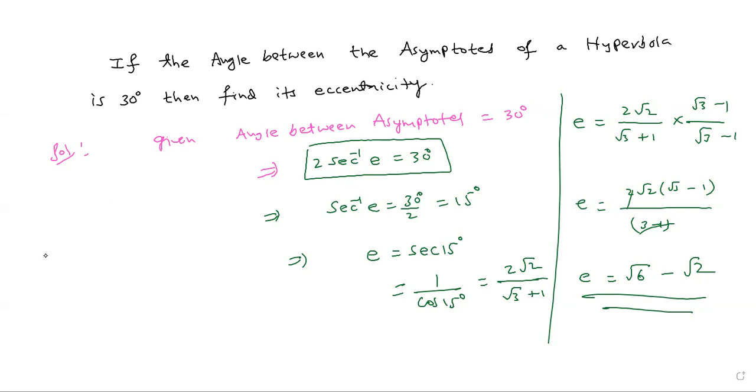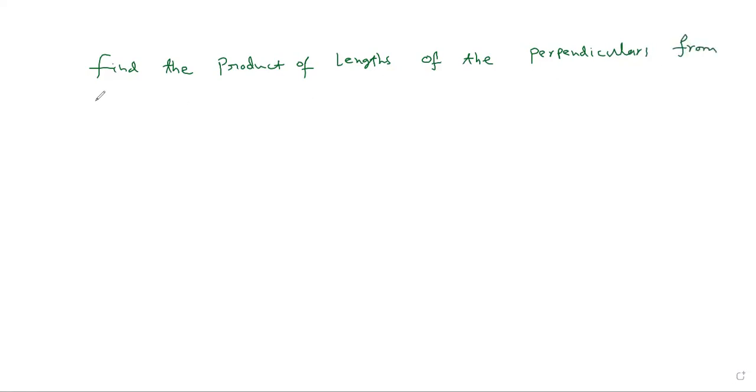What is the next question you have? Find the product of lengths of the perpendiculars from any point on the hyperbola x square by 16 minus y square by 9 is equal to 1 to its asymptotes.